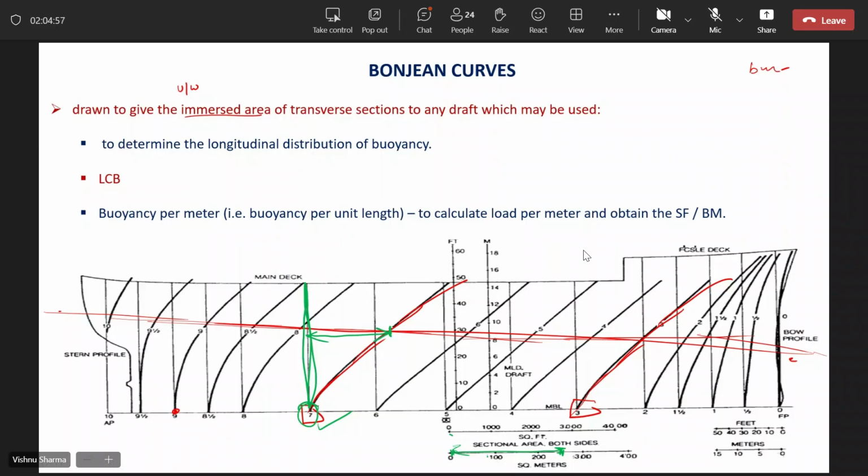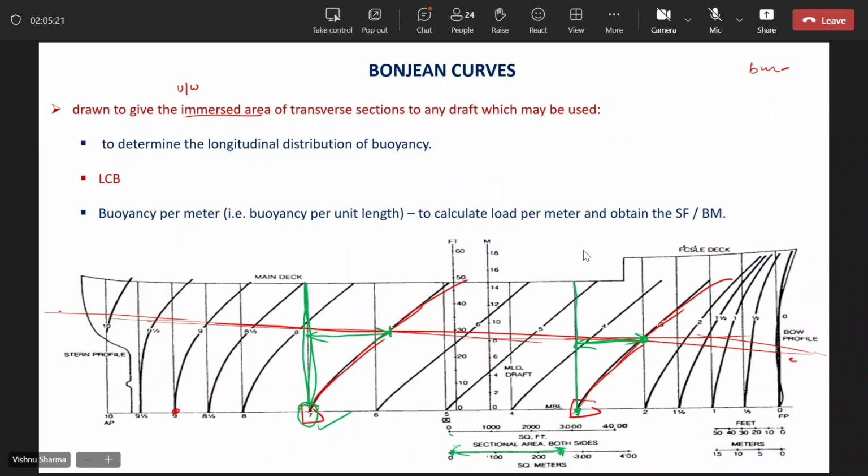I want it at station 3. Station 3, this is here. Where does the water line cut the curve for station 3? It's here. I measure this distance and read off from the scale how much is the underwater cross-sectional area for this draft at station 3. Is the use of Bonjean curves clear, guys? Yes or no? Am I clear?